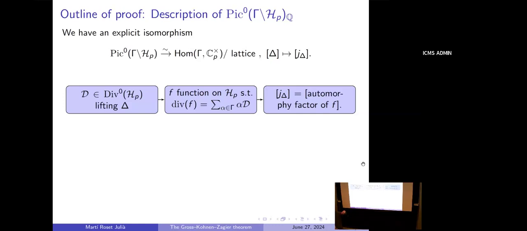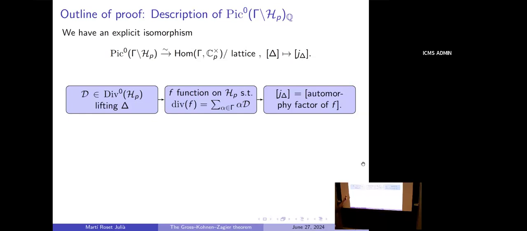And how do we check this? We check it by computing an automorphic factor, JD, that will be a morphism from gamma to CP star. The idea is that if the automorphic factor is trivial, it implies that our function is gamma equivariant and descends to a function on HP mod gamma. And therefore, it has divisor precisely delta, implying that my divisor was principal. So this is a bit the idea about why this morphism provides the isomorphism I wrote above.